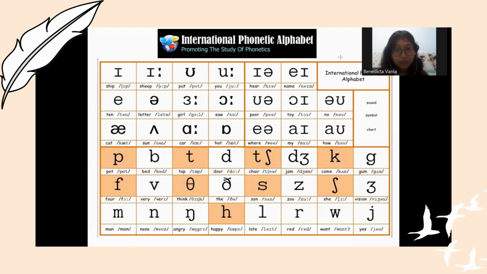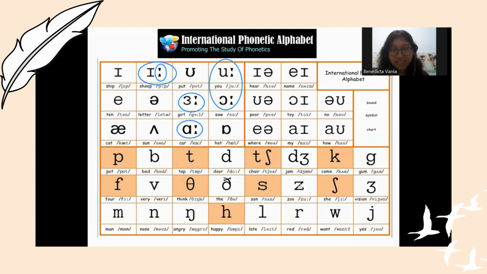Let's focus on the long vowels first, alright? When it comes to differentiating between the long vowel and short vowels, it's pretty easy to do. You just have to focus on the sign on the back. Every long vowel has the sign on the back, alright? As you can see from the table, we have 5 long vowels, which are this one, this one, this one, and these. Those are the long vowels we're going to talk about.